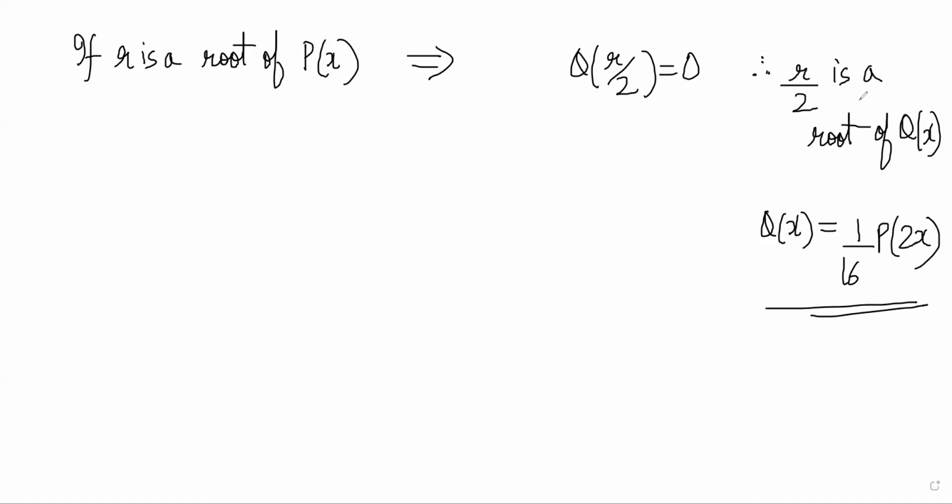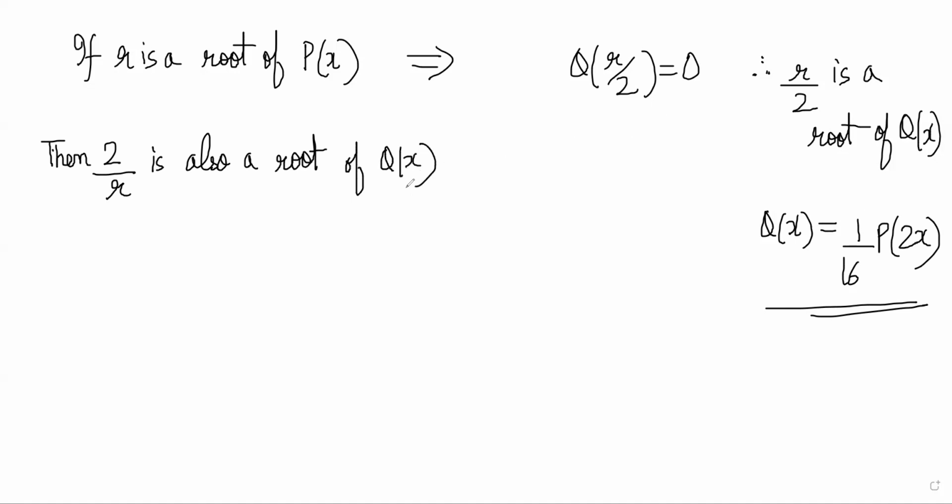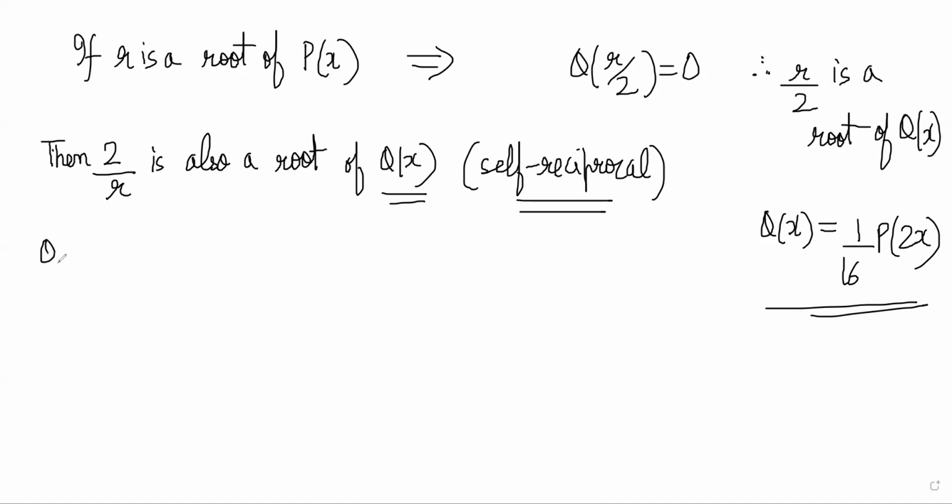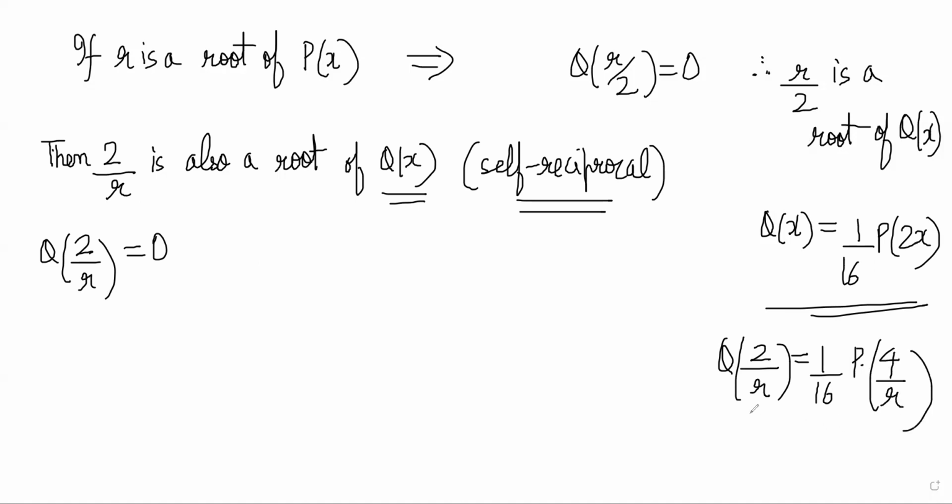So if r by 2 is a root of q of x, then 2 by r is also a root of q of x, because q of x is self-reciprocal, so the roots of the reciprocal polynomial will be reciprocals of each other. That implies q of 2 by r is equal to 0, and in this relation, if I put 2 by r, we get 0 equal to 1 by 16 p of 4 by r. So p of 4 by r is equal to 0. Therefore, 4 by r is a root of p of x.